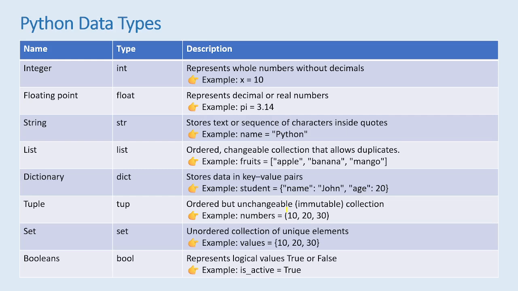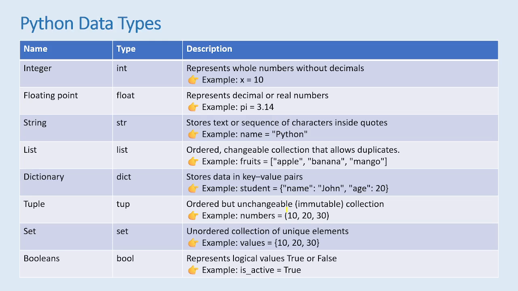The next data type is string, which is str in Python. It stores text or a sequence of characters inside quotes. This example we have seen in previous videos also. We assigned a string, a sequence of characters inside quotes, to a variable and we printed its data type. So here name equal to Python. So Python is a string. It is the str data type.